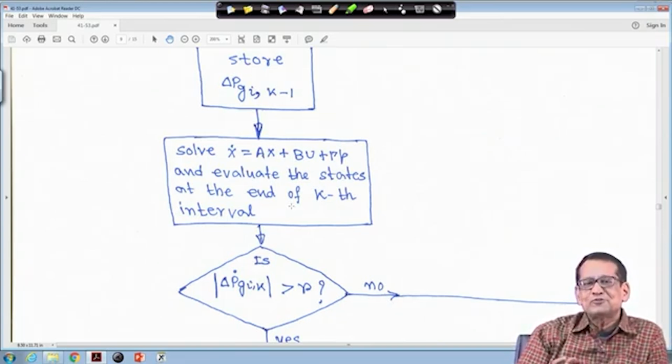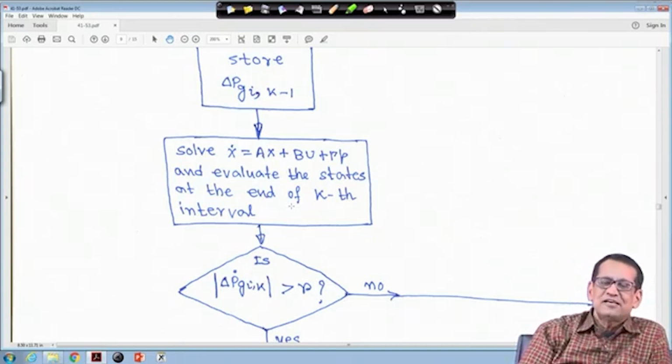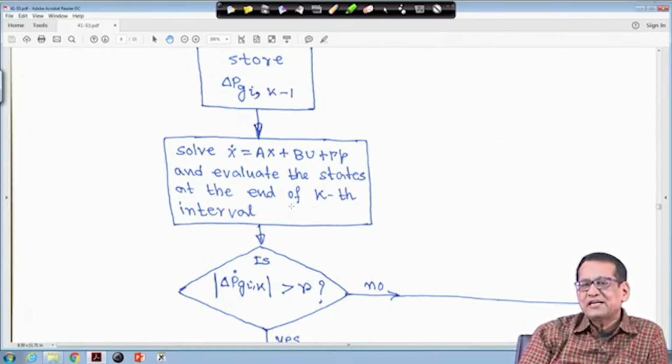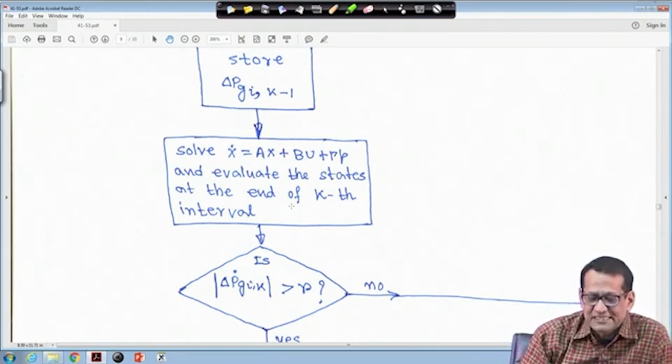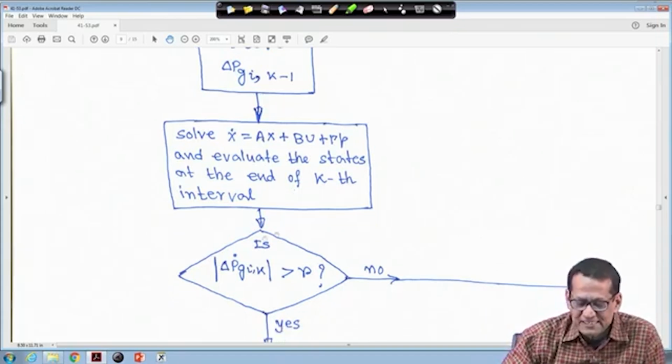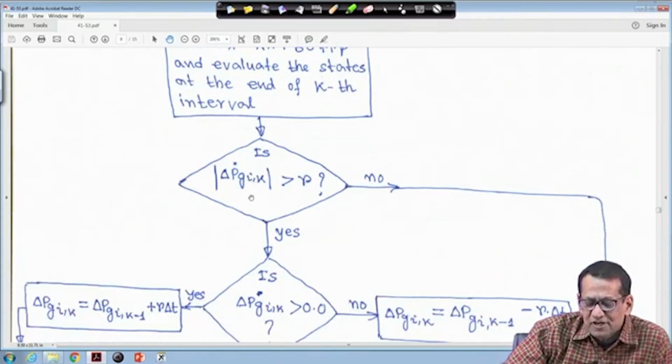MATLAB also, those who have written the code, have considered all types of limiter, and what limiting value will be given. Simply you give every output block its rate limit and you get the response. Generation rate constant actually deteriorates the dynamic responses. But when you write your own code, you have to write all these things. So, next we check whether the absolute value of delta Pgi k is greater than r or not.